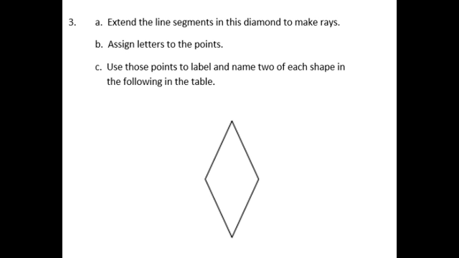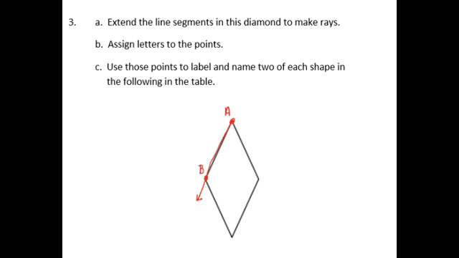In this section, we've been given a diamond, and we are going to extend the line segments in the diamond to make rays. And we'll assign letters to those points. So again, a ray has an endpoint and an arrow at the other end. So I'm going to make a point here and extend this line segment to turn it into a ray. And I'll mark the other point. We'll call this A, B.